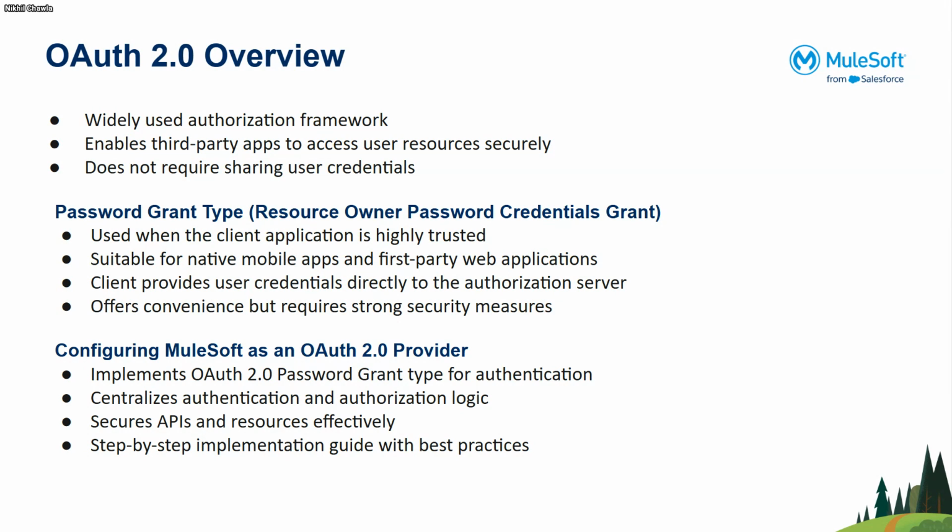Now comes the part of what are the different grant types. So grant types are basically the part of this framework which lets the authorization server know what level of resources you are allowed to access and what kind of a trust layer is between two kinds of systems.